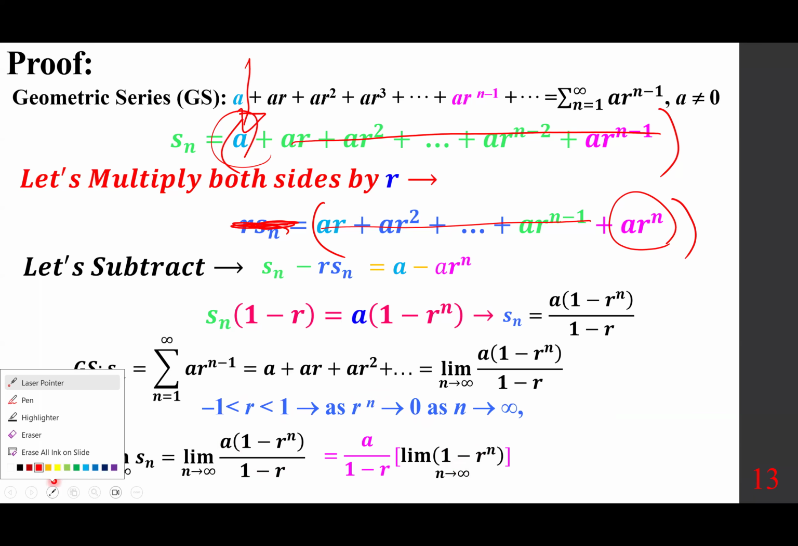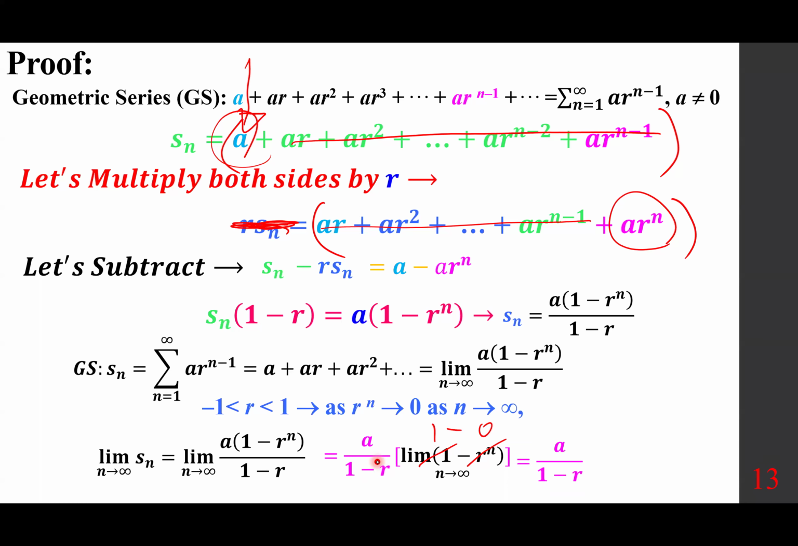As you know, 1 is a number, so it stays 1. This goes to 0 because r to the power of n, if r is between -1 and 1, goes to 0. So 1 minus 0 is 1. We are just left with a over 1 minus r times 1, or simply a over 1 minus r. So that's the proof, everybody.